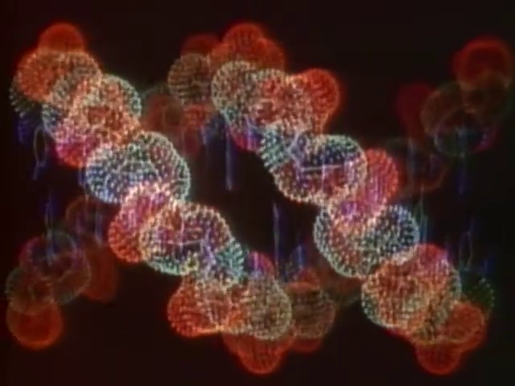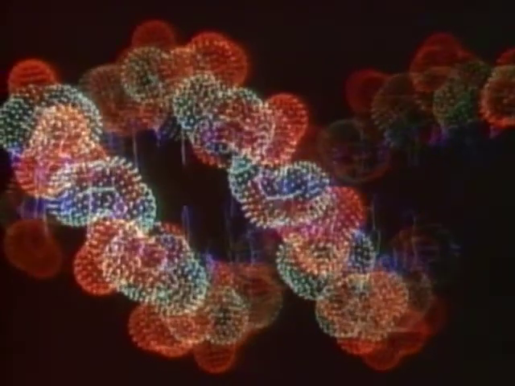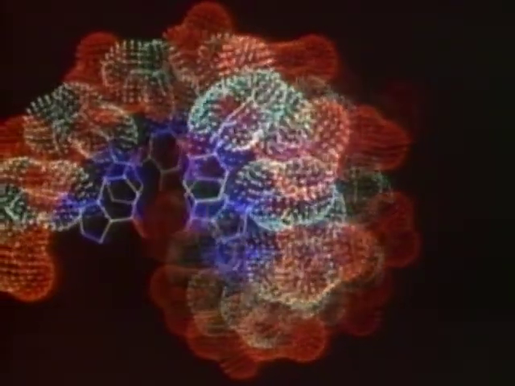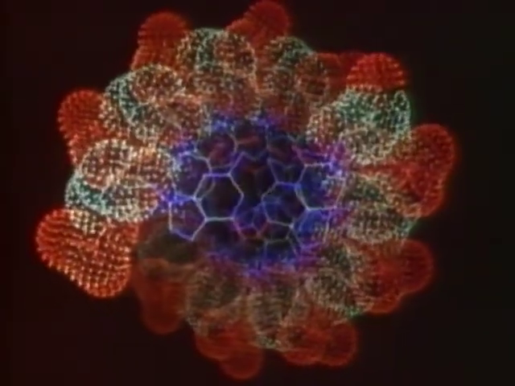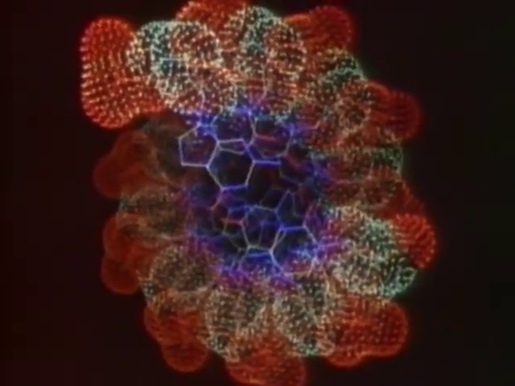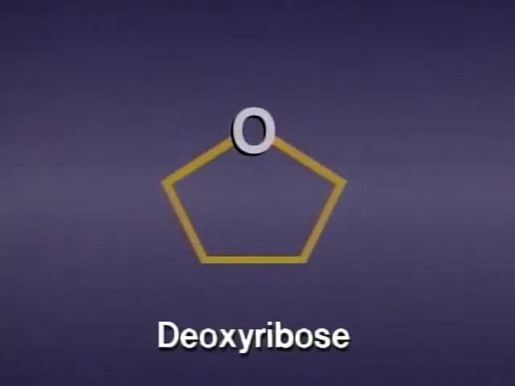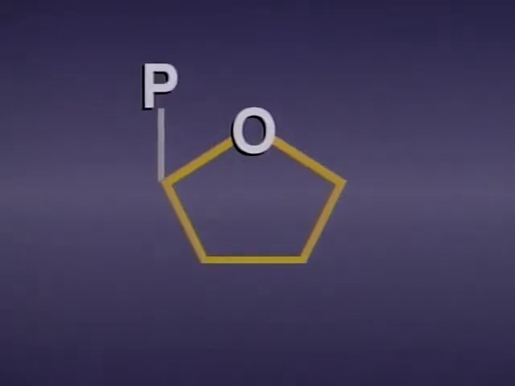So, DNA contains the information for making proteins. But how does it do this? To understand its function, we must begin with its structure. DNA is nature's largest biopolymer, and it is made of nucleotides. Each nucleotide consists of a sugar, deoxyribose, bonded to a phosphate group, and one of 4 nitrogen bases, either adenine, A, cytosine, C, guanine, G, or thymine, T.